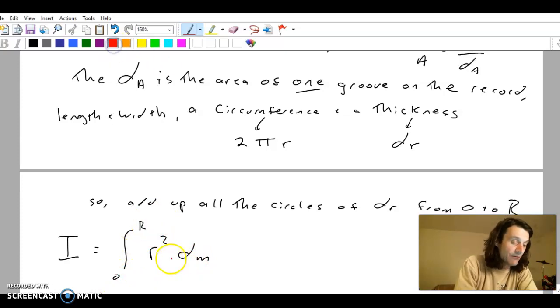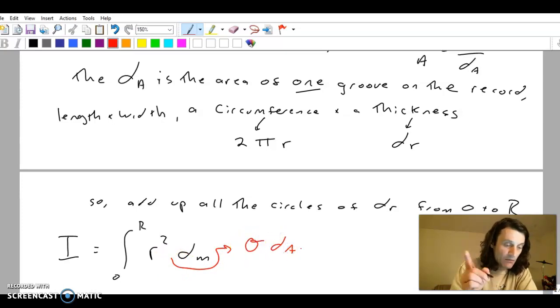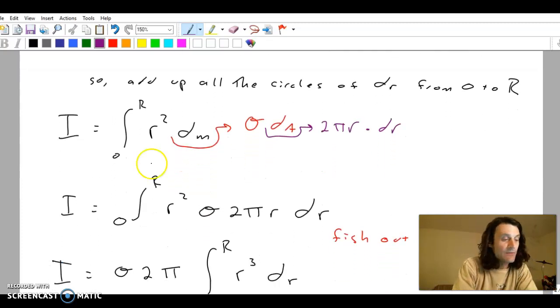Now please remember that differential mass is sigma times differential area. The differential area is the length times width of one of those grooves on the record. So the length is 2 pi r. The width or thickness is dr. So that's what we are going to set up for this. And so we put that formula together right there. R squared, there's the sigma. The differential area is 2 pi r dr.